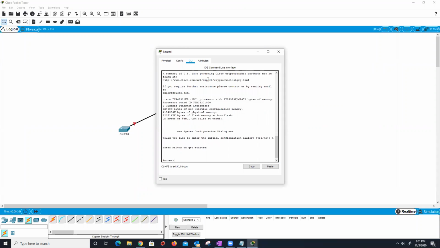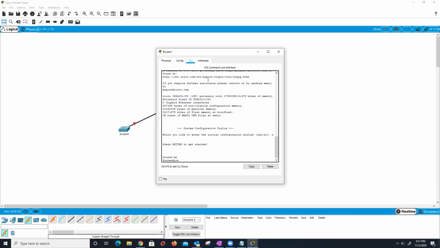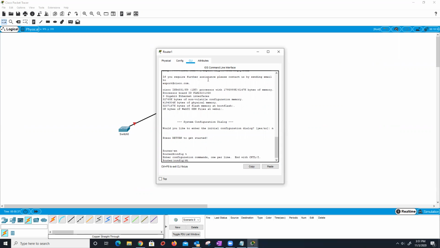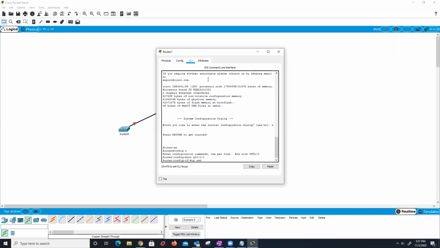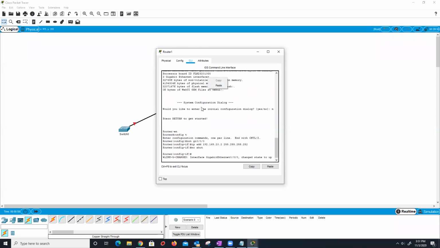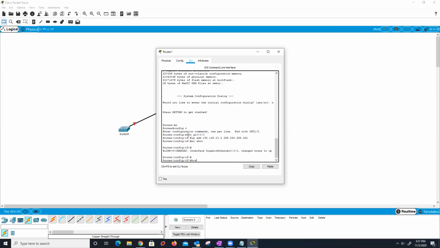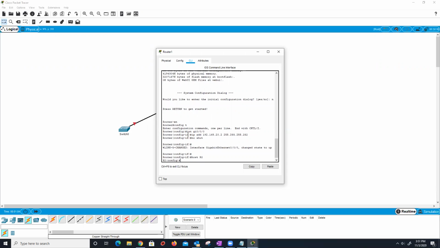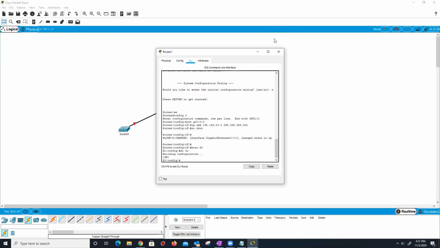Okay, gotta go global config, config T, int gi0/0/0. I'm gonna do IP address 192.168.20.2 255.255.255.252. By the way, that is a /30 mask. No shut. All right, so I brought that up, and I'm gonna do hostname of R2. Do write. All right, so he's done.